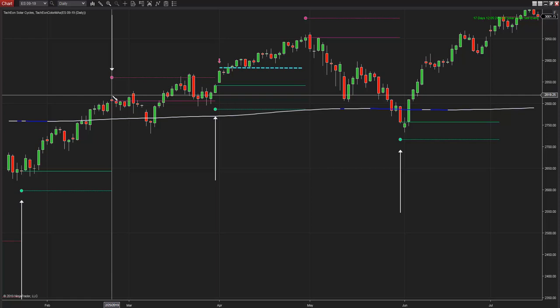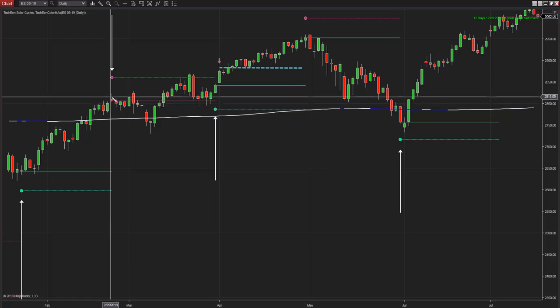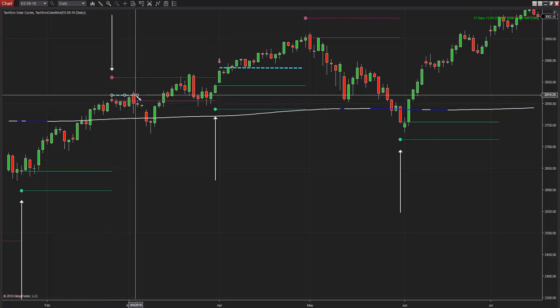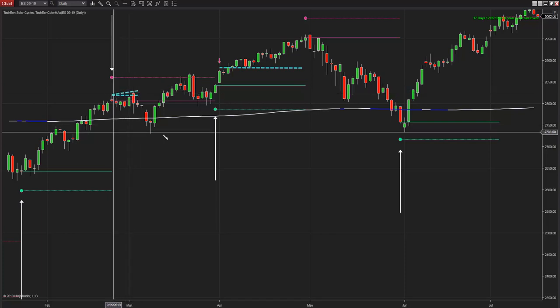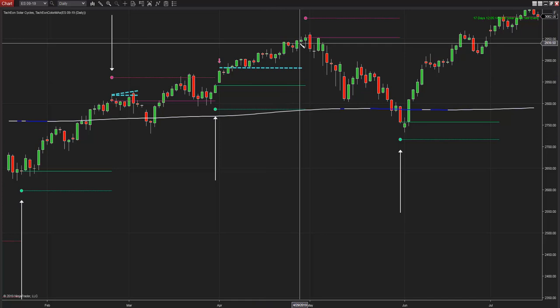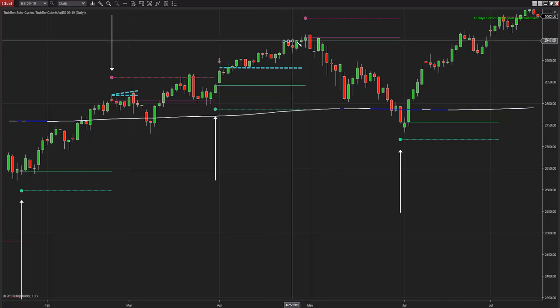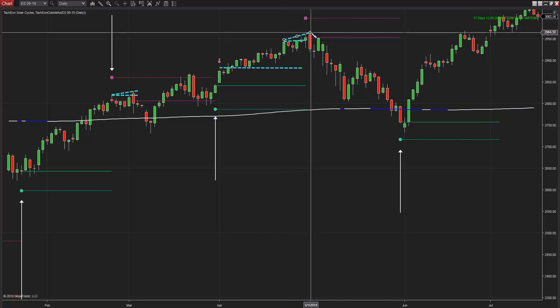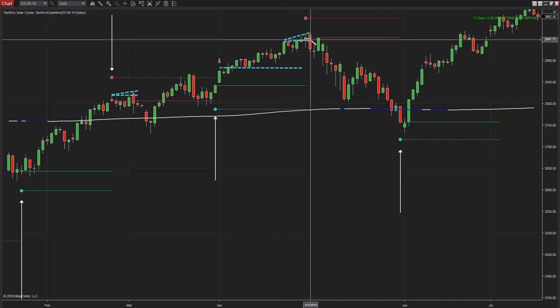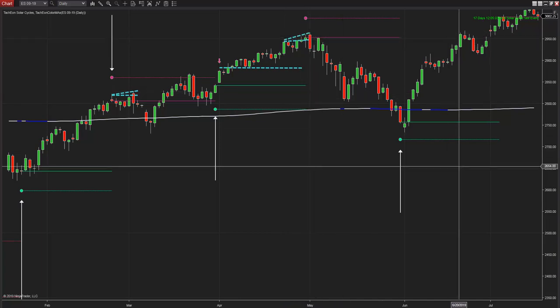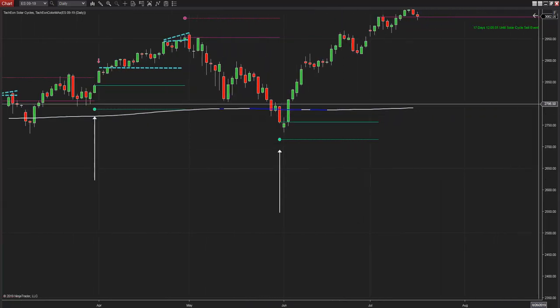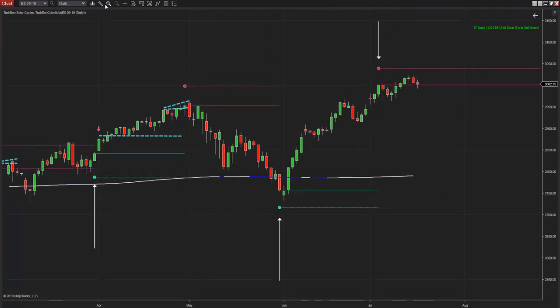So I want you to notice there's a structural high right here, a pullback, and then a retest with a stop run. The same thing happens up here. There's a structural high, and then right before a pump and dump, and it drops down. Well, if you look to the right, you'll see that's actually taking place right now.